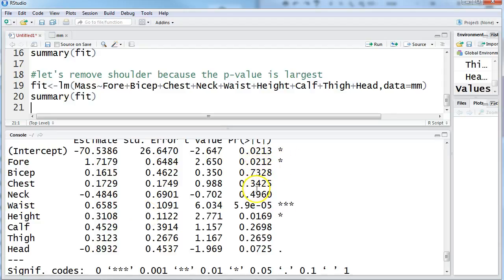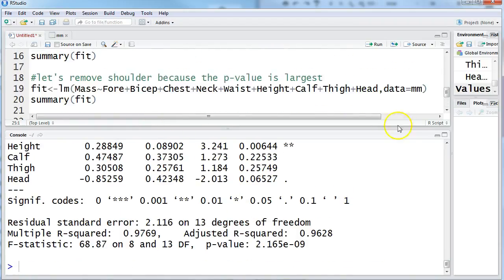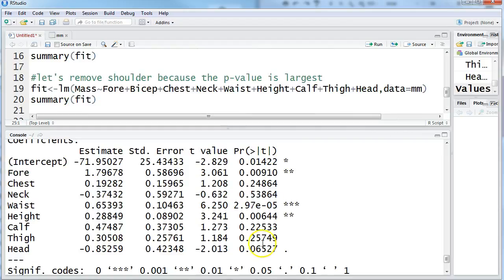Now, who else should we take out? We're clearly not done. I mean, look at some of these big p-values. Bicep, looks like that one's got the biggest p-value, so now we have a smaller model. And look at head. Head's about to become significant.